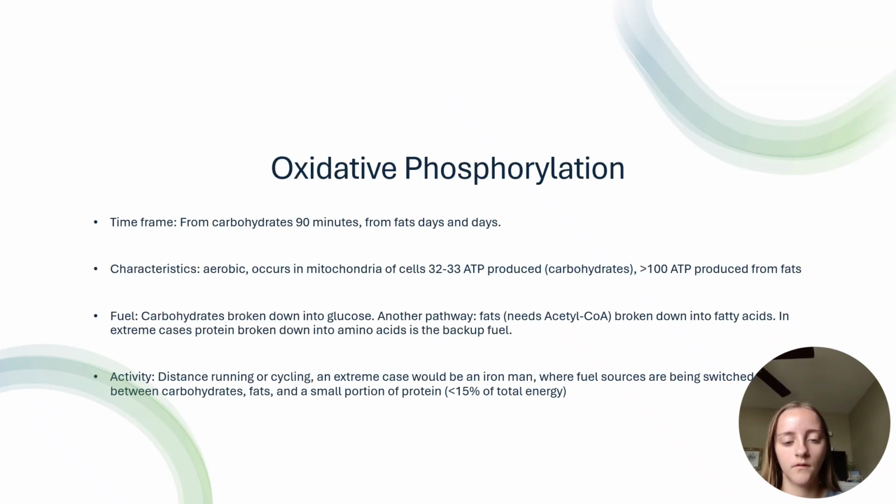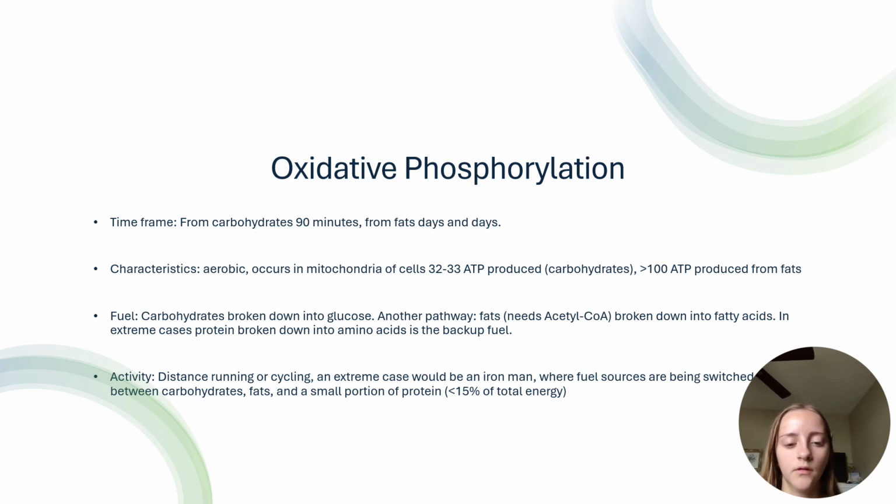And then the third system that can be used is oxidative phosphorylation. This is from carbohydrates, and it lasts for 90 minutes, and then after that it goes to fats, which can go on for days and days. Characteristics are that this one's aerobic, so it requires the input of oxygen, and it occurs in the mitochondria of cells and produces 32 to 33 ATP, and that's from carbohydrates. And then if it's going from fat metabolism, then it'll be over 100 ATP that are produced.